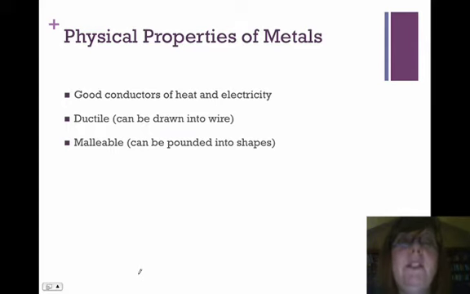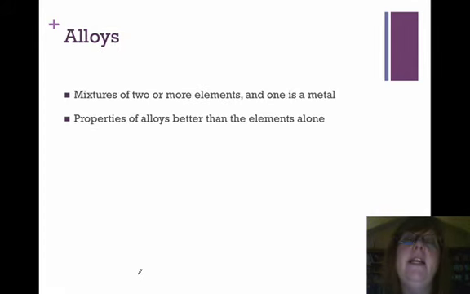They are ductile, which means you can draw them into wires, and metals are also malleable, which means you can pound them into different shapes. All right. Metals can form something called an alloy, and that's when you have two or more elements combined, but one of them is a metal. Now, the properties of alloys are usually better than the properties of the elements alone.